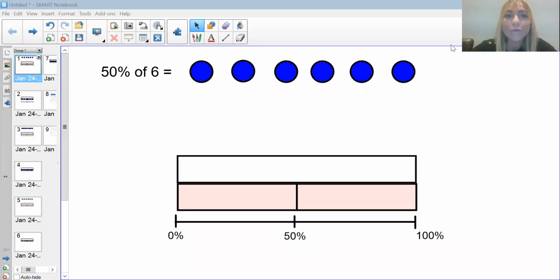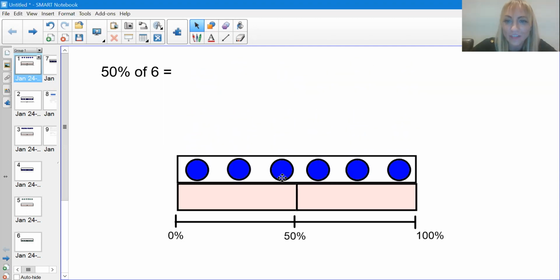Good morning. I'm just going to talk through with you finding 50% and 25% of a number a little bit more. So here I want to find 50% of 6. So 6 is my whole amount, and you can see that I've got 6 blue circles. My blue circles are what would normally be counters if we were in school. So I want to find 50% of my 6 counters, and my 6 counters are my whole amount. So I'm going to put my 6 counters into my bar model like this.